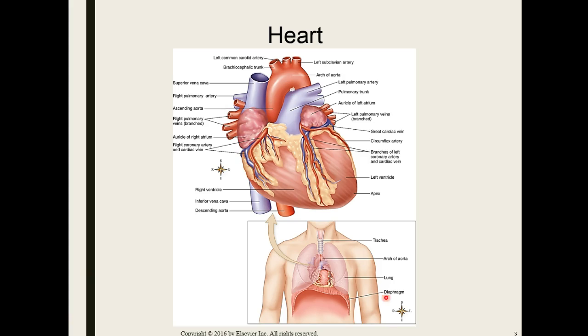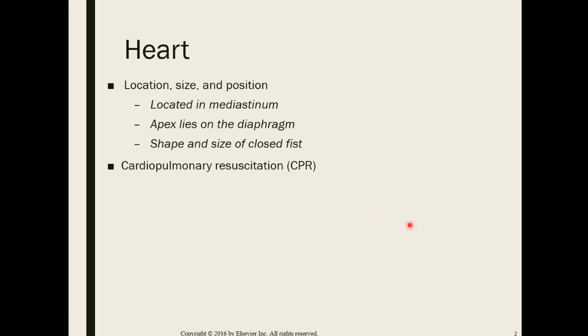the apex, or, let me get my pointer here, this little protrusion right here. So here's the apex. That is going to lie on the diaphragm, and the heart is going to be the shape and size of a closed fist. Now this is approximate because I know there's a lot of variety in the size of our fists. So mostly midline, but about 2/3 of it is going to sit slightly left.